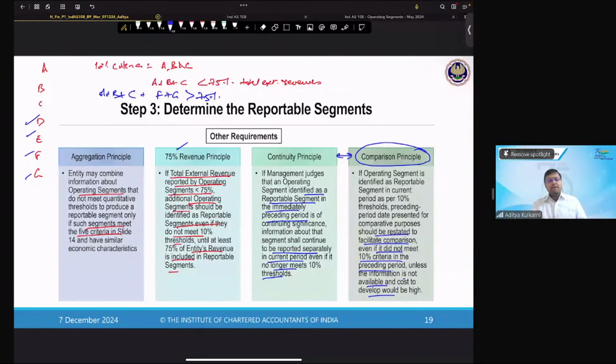So in the current period, if a particular segment is coming from a particular profit center, that profit center would have been there in the previous year also. All you need to do is take out the information from that profit center and disclose it. You are not required to pass any entries for that. This is only a disclosure standard. So that we call a restatement.